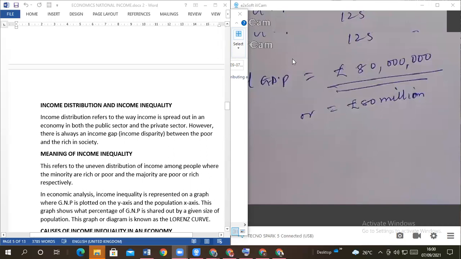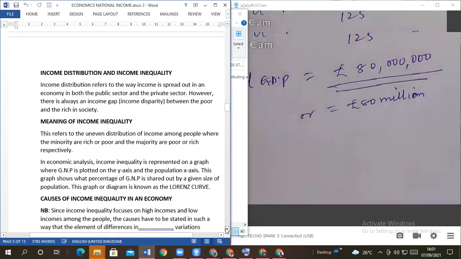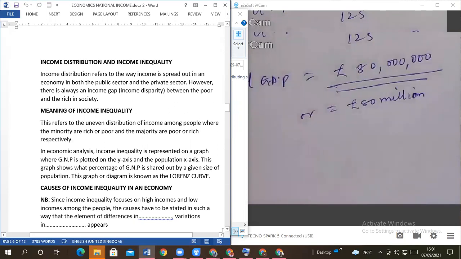Okay, if there are no questions, we can proceed to our next discussion, which is income distribution and income inequality. What do we mean by income distribution? Income distribution refers to the spread out of income among different groups of people in an economy.